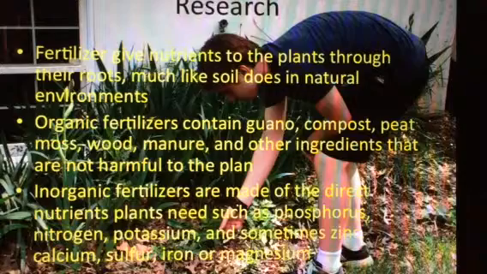Organic fertilizers contain ingredients such as guano, compost, peat moss, wood, manure, and other ingredients that are not harmful to the plant. Inorganic fertilizers are made of the direct nutrients plants need, such as phosphorus, nitrogen, and potassium. There are other different kinds of inorganic fertilizers that may sometimes include ingredients such as zinc, calcium, sulfur, iron, or even magnesium.